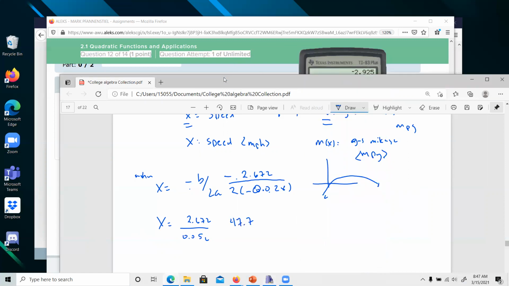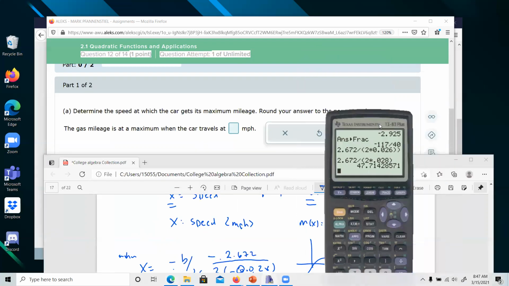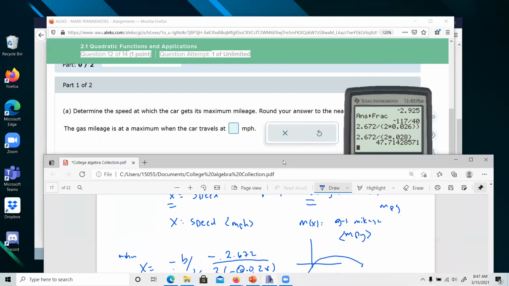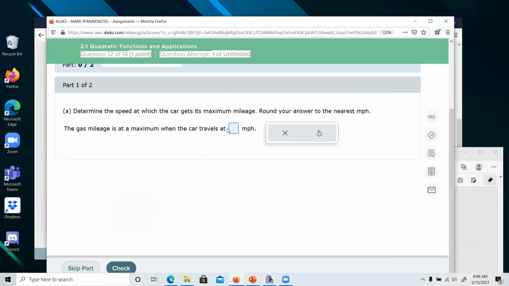Right. So what's going on here? It says round your answer to the nearest mile. So 48. That's the nearest mile, the nearest mile per hour. So 48 miles per hour. All right. And it's nice to give us a little check.